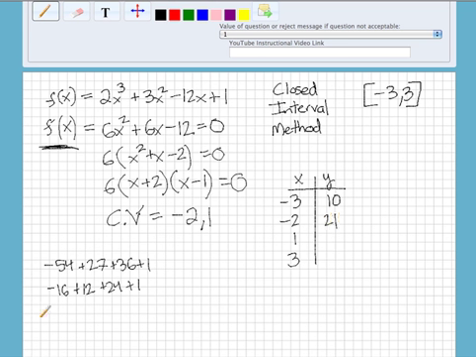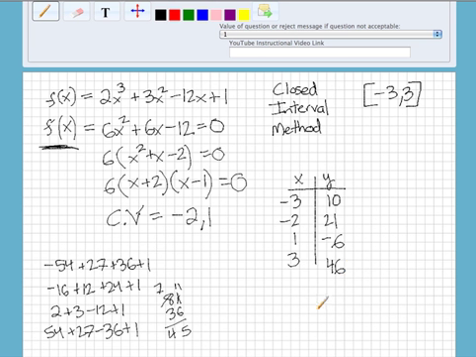Plug in 1. That's an easier one. 2 plus 3 minus 12 plus 1. 5 minus 12 is -7, so -6. Now for 3, we get 54 plus 27 minus 36 plus 1. So 54 plus 27 is 81, minus 36 is 45, plus 1 is 46.